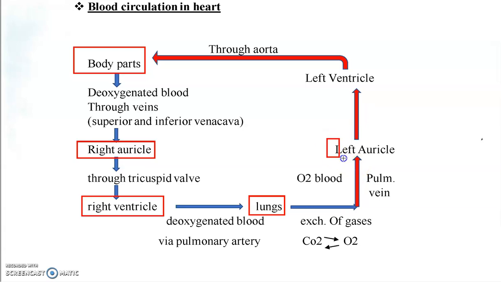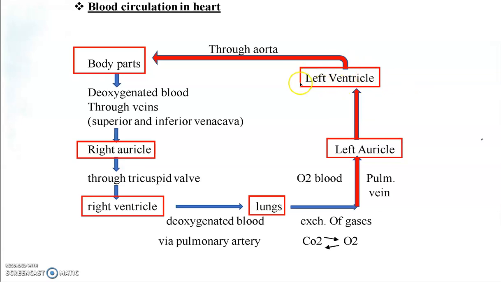So from here it goes to the left auricle, and this happens via the pulmonary vein. Again, the pulmonary vein is an exception, because normally oxygenated blood is carried by arteries, but the pulmonary vein takes the oxygenated blood from the lungs to the left auricle. Because the left auricle is receiving the blood, it relaxes. Once enough oxygenated blood is there, the left auricle contracts a little bit, and then this oxygenated blood goes into the left ventricle.